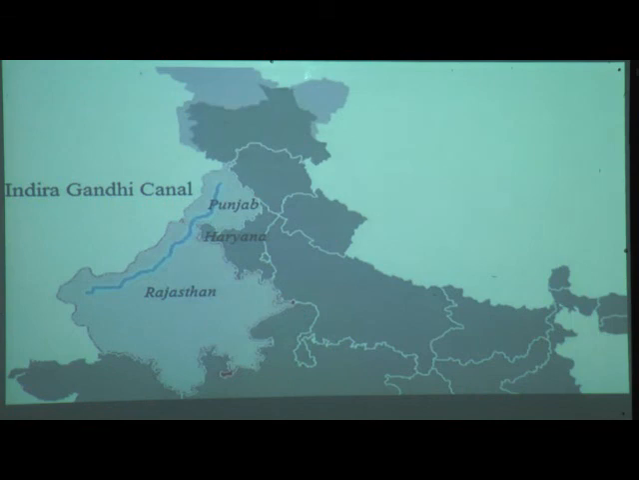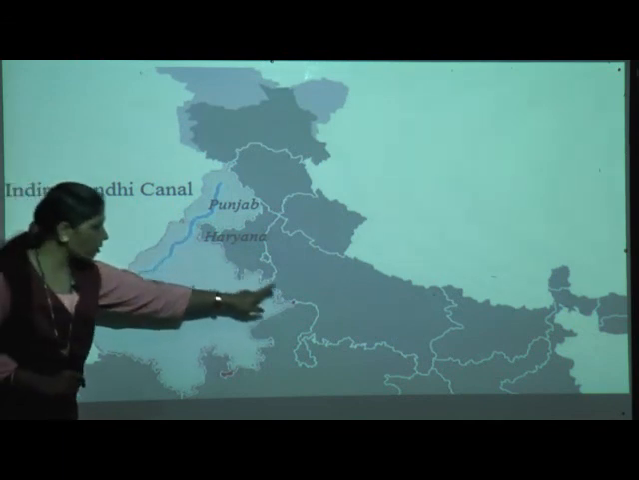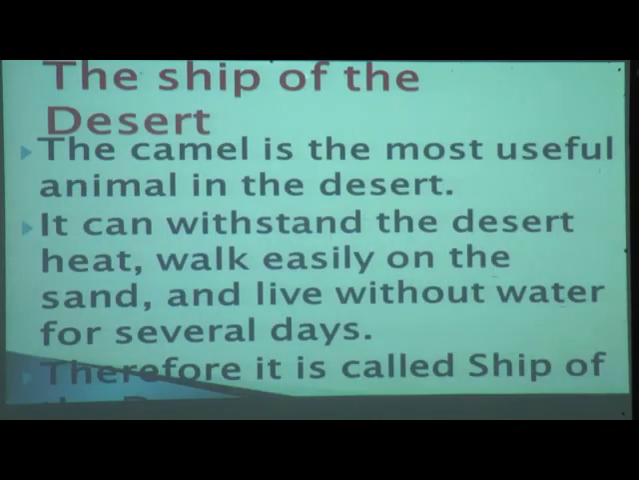Now, Indira Gandhi Canal. See here, Punjab, Haryana. Here, this is Rajasthan. We are now discussing this area where the Indira Gandhi Canal is. It is helping where the desert part, dry places, sandy soil is there. This water is helping these people to grow crops, to take water for irrigation and everything.